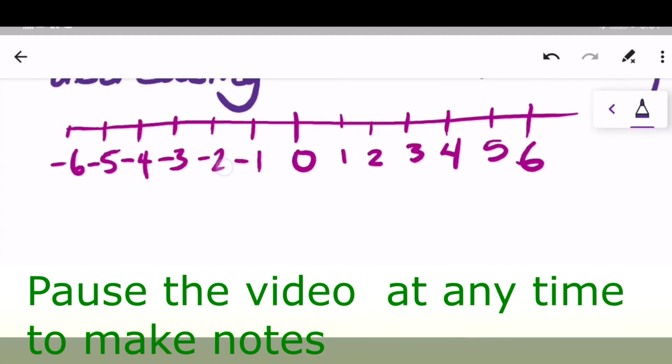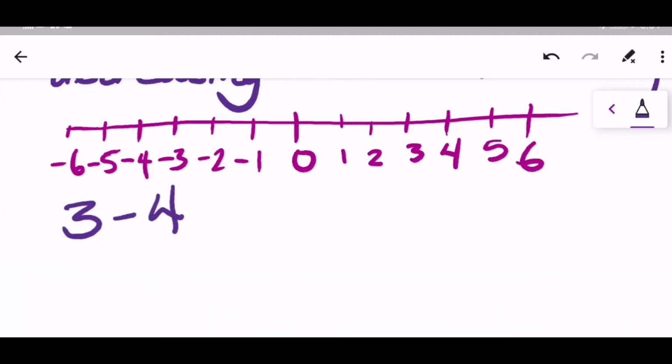Okay, let's say we have something like 3 minus 4. We're going to start with 3, and because we're subtracting 4 from 3, we're going to the left 4 times. 1, 2, 3, 4, and your answer will be -1.